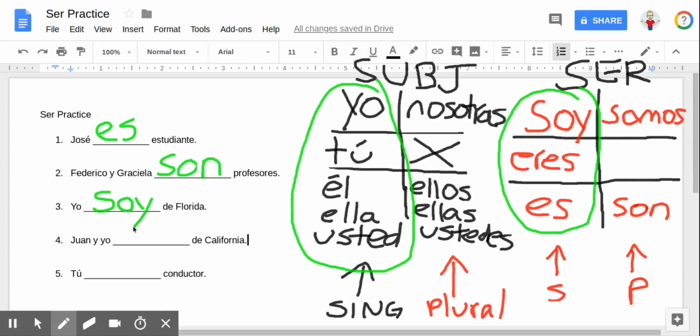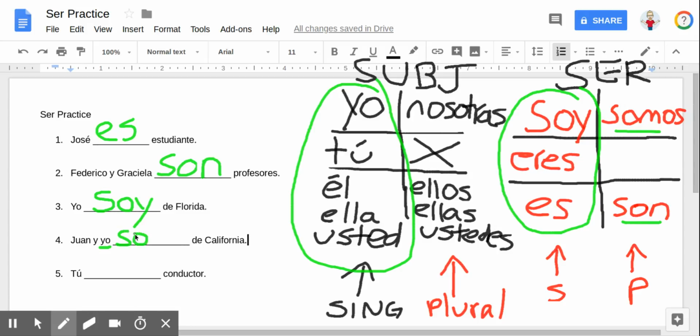Next one down has Juan y yo. Okay, when you see this Juan y yo, don't think it just says yo, because if you put soy here, then that'd be like saying Juan and I am, like I am from, which you wouldn't say. You have to say Juan and I, like we are from. So that's two people. Two people is plural, so they're going to fall on the right-hand side of the chart. It's either going to be somos or son. Since it's that guy and me, that's us, that's we are. So I'm going to choose this top right one, which is somos.